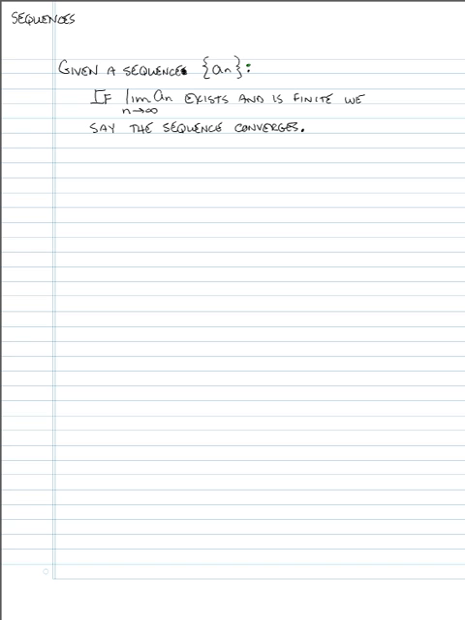Okay, so let's assume we're given a sequence, and let's assume that we're considering the limit of that sequence. If the limit of the sequence, that is, the limit of the a sub n's as n approaches infinity, exists and is finite, then we say that the sequence converges. So a convergent sequence is one in which the limit of the terms is finite.